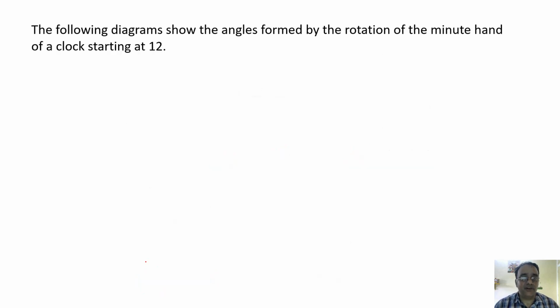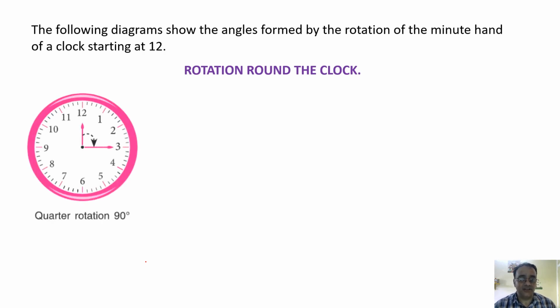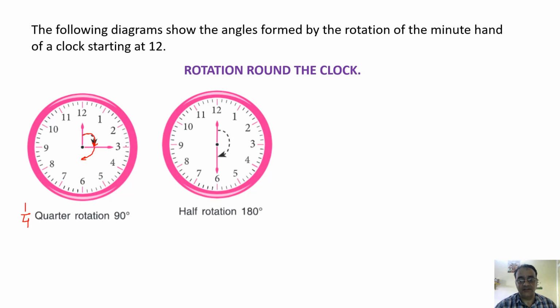The following diagram shows the angle formed by the rotation of the minute hand of a clock starting at 12. Now we are going to see the rotation round the clock. So 90 degrees, 1/4 rotation, is when it moves from 12 to 3. This is a quarter, meaning 1/4, so we call it 1/4 rotation. If it then moves from 3 to 6, that is half rotation, 1/2.